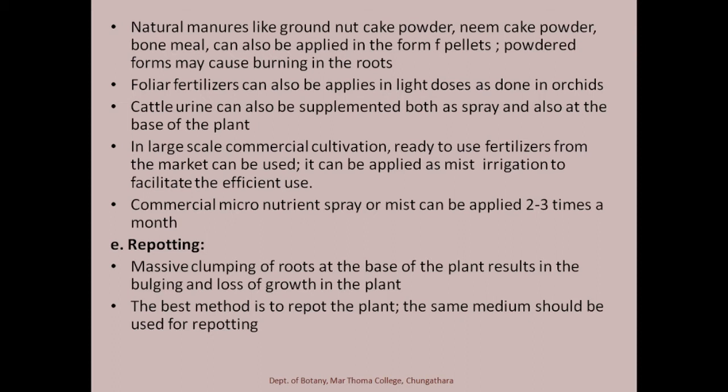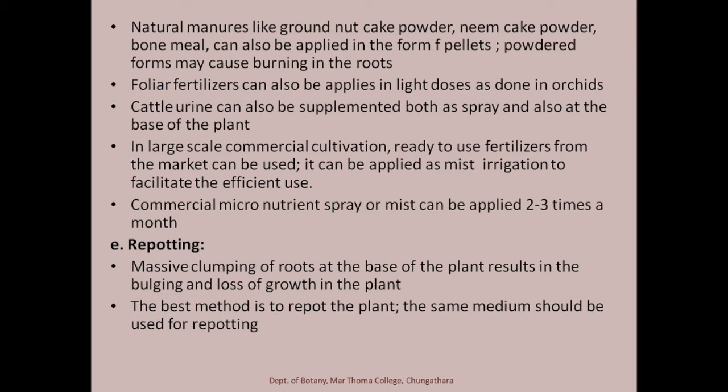In large-scale commercial cultivation, ready-to-use fertilizers from the market can be used, and this can be applied as mist irrigation to facilitate efficient absorption. Commercial micronutrient spray or mist can be applied 2 to 3 times a month for effective growth of the plant. So, with these we can conclude that the plant requires very good manuring, but the manures should not be fast release manures. We have to provide low dose manures so that they can be effectively absorbed without causing heavy burning to the plant.